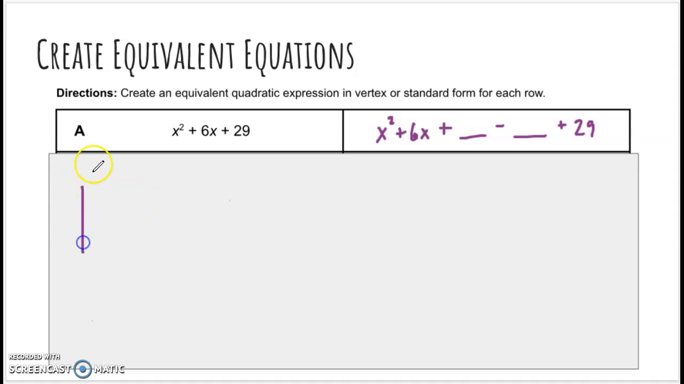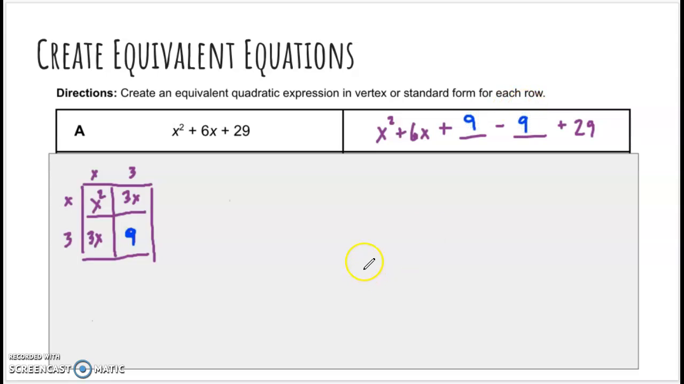You could come off to the side and make your box. I've got x squared. I know this diagonal is going to make 6x, and it's going to split exactly evenly, so that's 3x and 3x. That means I've got x, 3, and 3, and then 3 times 3 is 9. So my magic number here is this 9. That's what's going to be both added and subtracted.